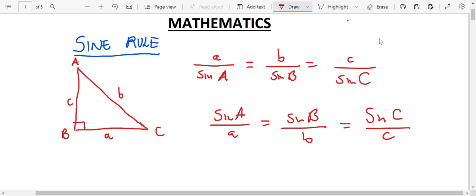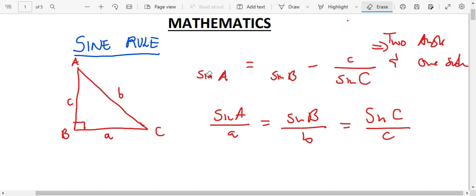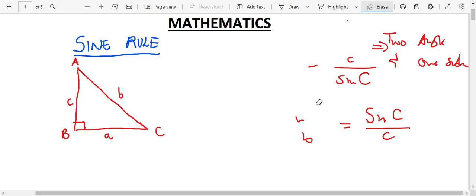Now, how do you get to apply it? You need to be given two angles and one side. Okay, two angles and one side, and then they ask you to find the missing side, or they are going to give you two sides and one angle. They ask you to find the missing angle. That is how you get to use the sine rule. So since we know the sine rule equation, we can now look at some questions. We see how we are going to be able to work it out.